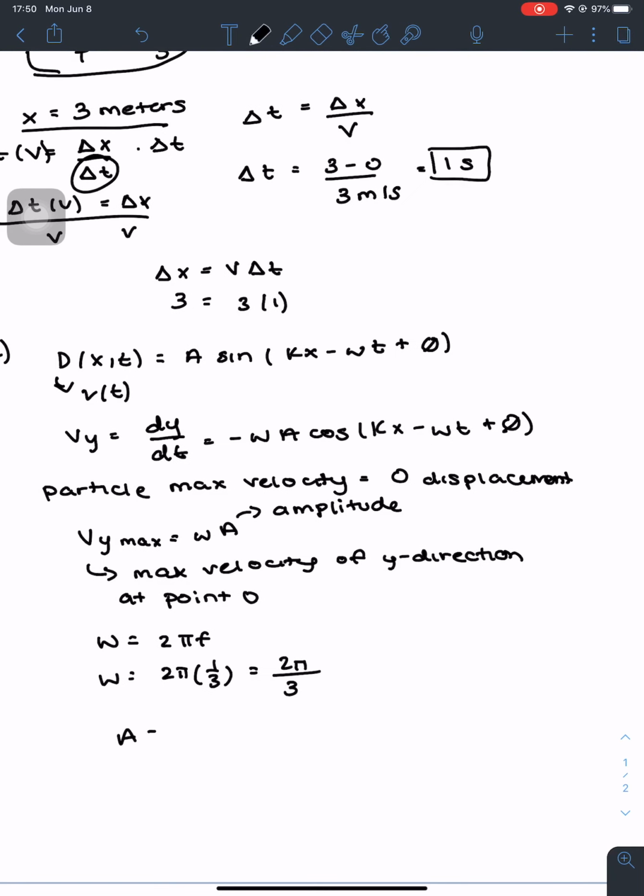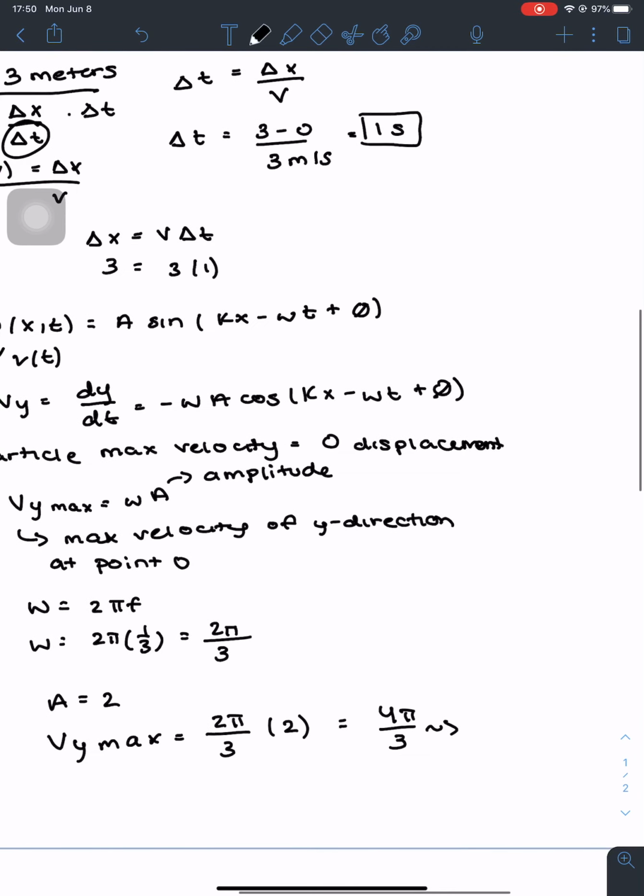So then our amplitude is 2. So then our Vy max is equal to 2 pi over 3 times 2, or 4 pi over 3. We could also change it to 4.2 radians.